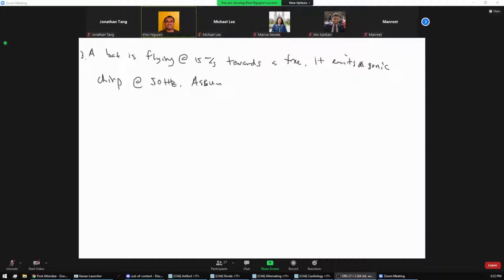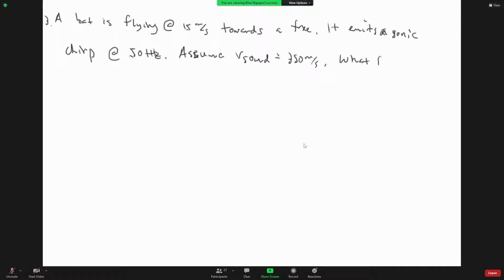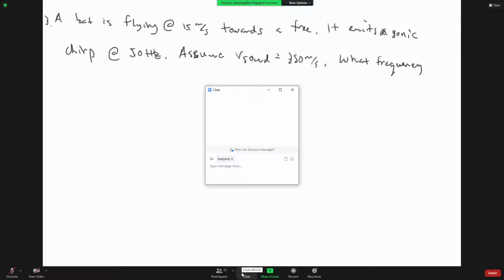Assume the speed of sound is around 350 meters per second. It's a really warm day, right? Because you think about it, where do bats live? Usually in the tropics. They don't live in cold weather areas. I want to know what frequency the tree detects.